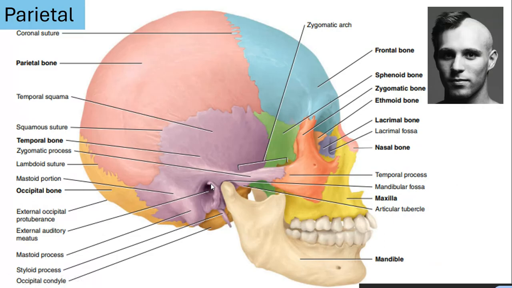Alright, parietal bone. So I kind of had this really weird picture of parietal bone. If you look at it, parietal bone looks like a half-shaved head. So that's what it is. Alright, so coronal suture. This is a coronal suture, and this is a parietal bone, right? So as you can see, it's a half-shaved haircut. Alright, this is temporal squama.